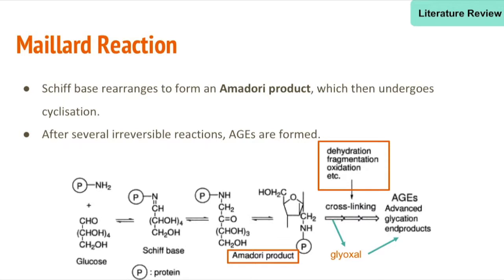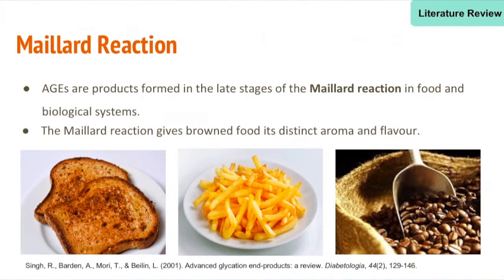Next, the Schiff base undergoes rearrangement to form an open-chain Amadori product, which then undergoes cyclization, which is a more stable form of the product. Several irreversible reactions occur, such as dehydration, oxidation, and fragmentation, to form AGEs and other byproducts, which include glyoxal, another intermediate for the formation of AGEs.